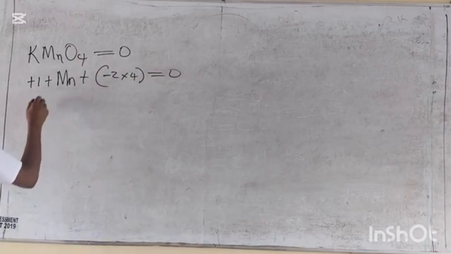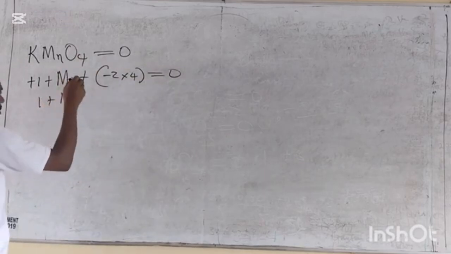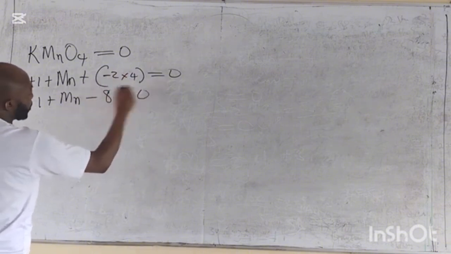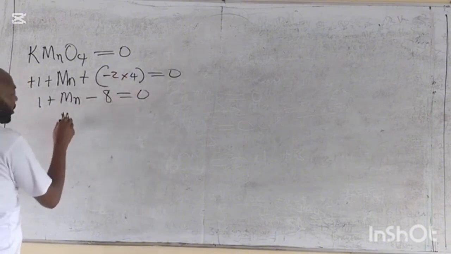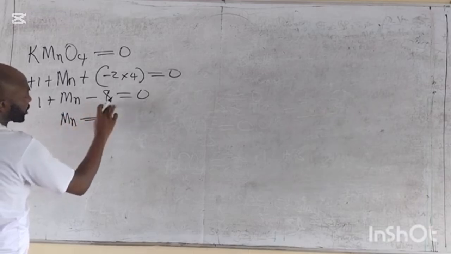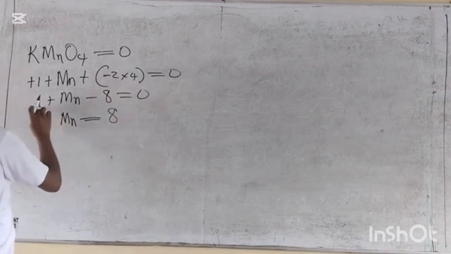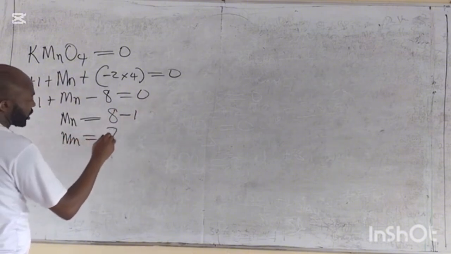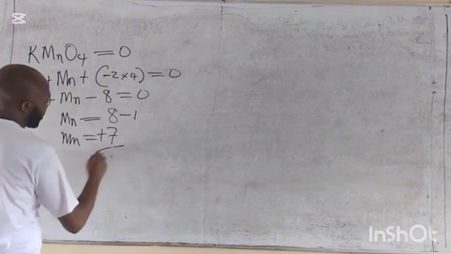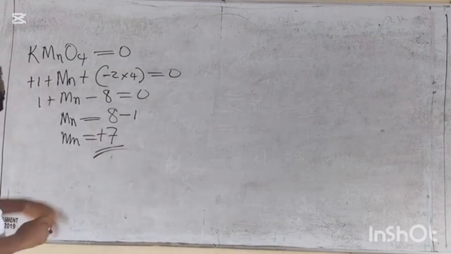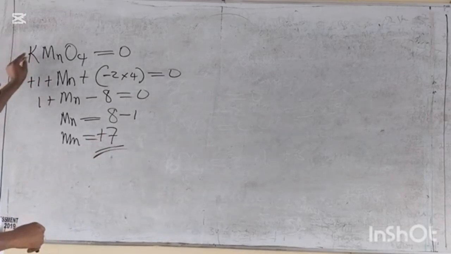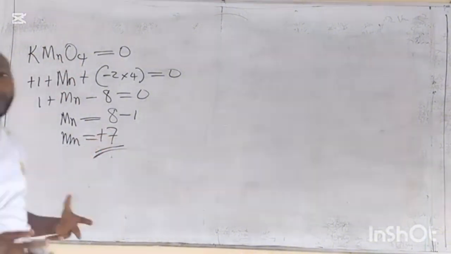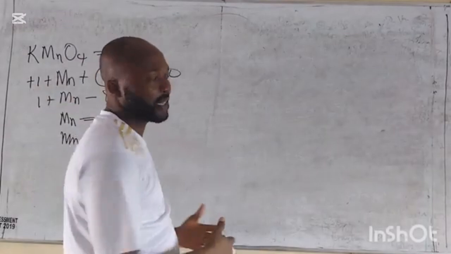Now, this is 1 plus manganese. Plus times minus is minus. 2 times 4 is 8. This is equal to 0. If I make this the subject, I have manganese is equal to minus 8 crossover becomes plus 8, plus 1 crossover becomes minus 1. So manganese is equal to 7. We always use plus in front of it. So the compound now becomes potassium tetraoxomanganate 7, because the oxidation state of manganese in that compound is 7.